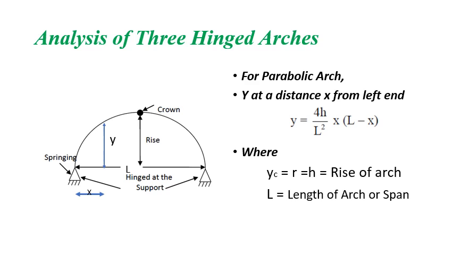The equation of the parabolic arch for y at any distance x from the left hand is given by y is equal to 4h by L square into x into L minus x, where yc is r, also denoted as h, which is nothing but the rise of the arch from the spring level to the crown. L is the length of the arch. This equation y you have to remember.